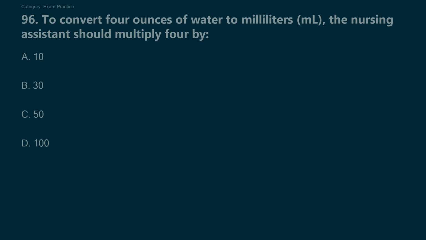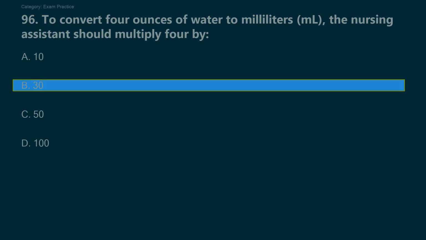Question 96. To convert 4 ounces of water to milliliters (ml), the nursing assistant should multiply 4 by: option A, 30. Option B, 30. Option C, 50. Option D, 100. The correct answer is option B, 30.